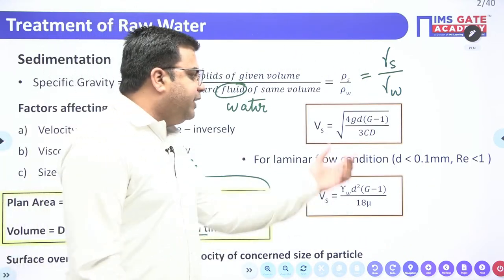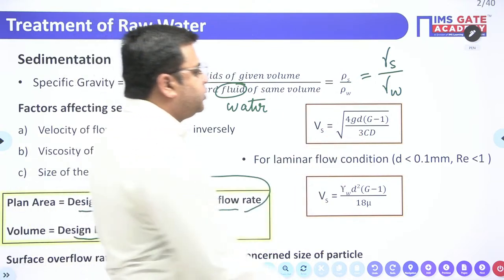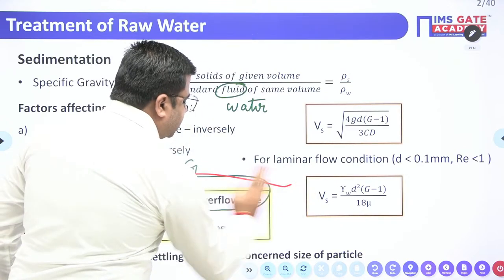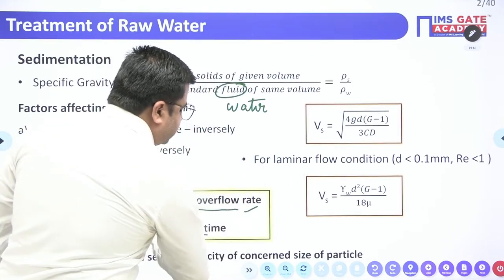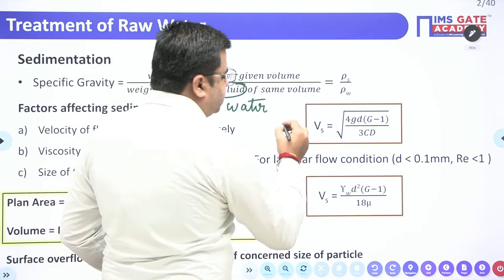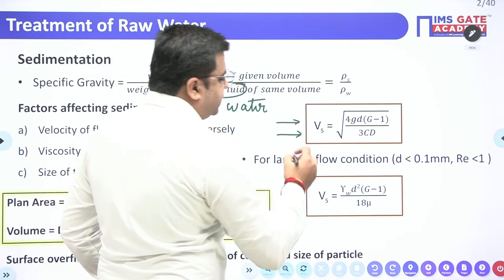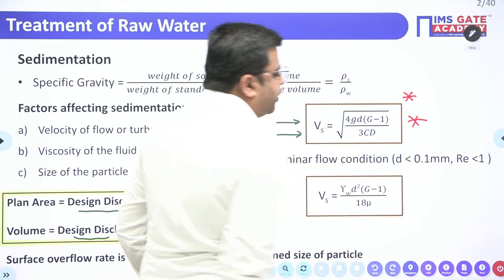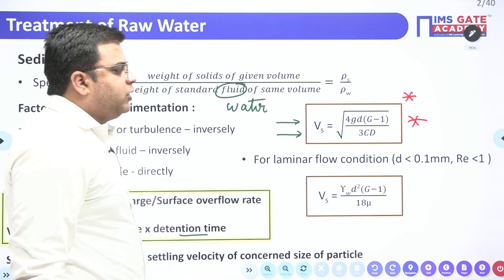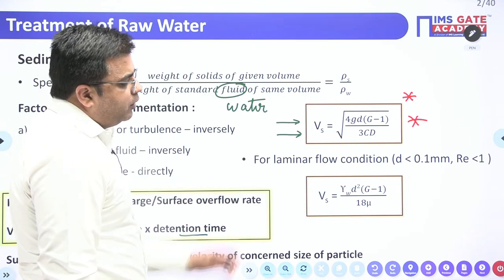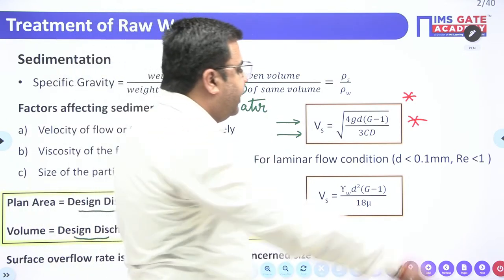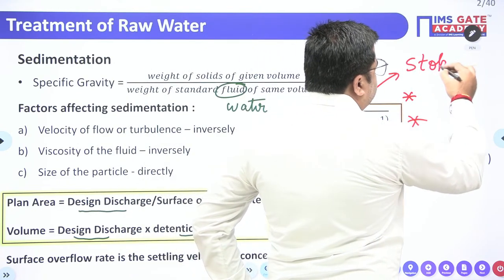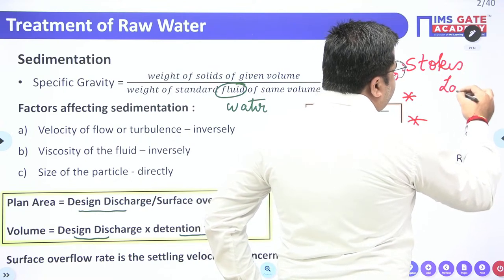Moving on, we have the expression for settling velocity. Dear students, this is the most general expression for calculating the settling velocity. You can mark it as important. According to this expression, Vs is equal to root over 4gD(G minus 1) upon 3CD. And this expression we have calculated using Stokes' law.